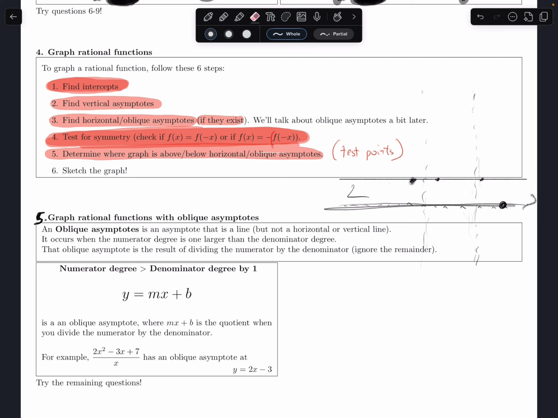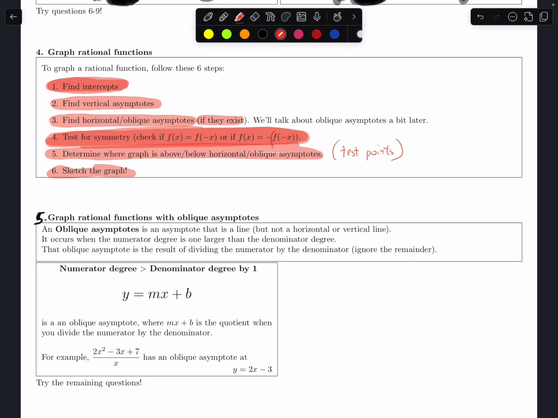Okay, and then lastly, once you know all those things, then you just sketch the graph. It's helpful to also think about the approach to the vertical asymptotes, whether you're going to be going up or down.